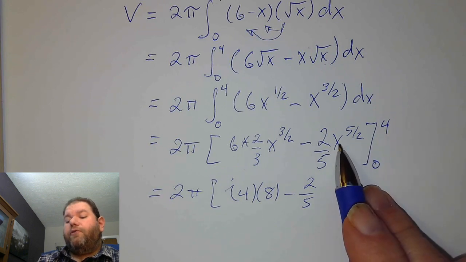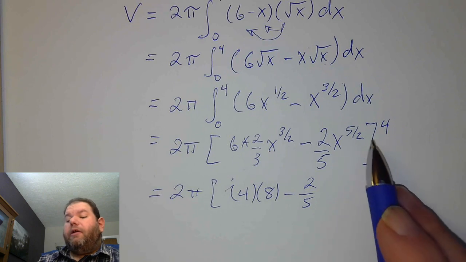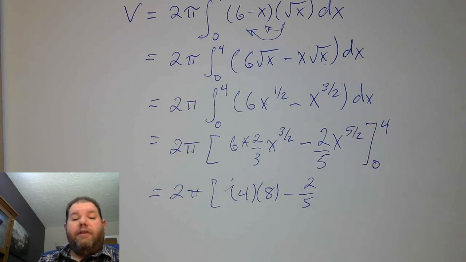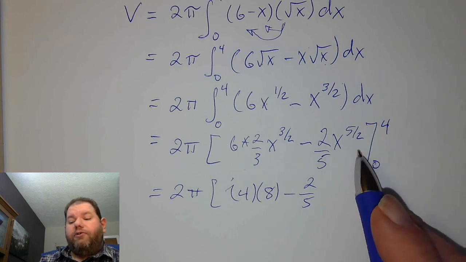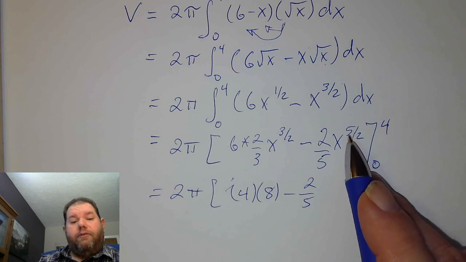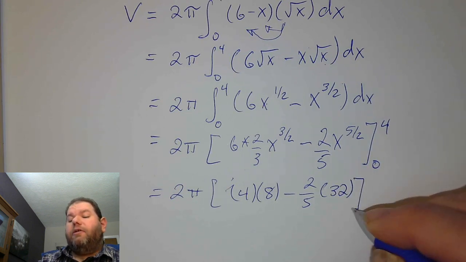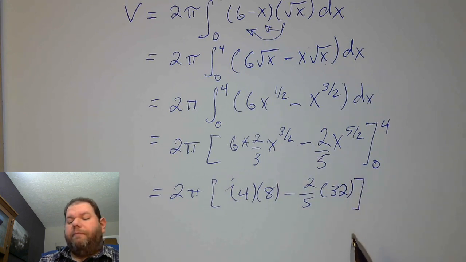If we plug in the 4 here, 4 to the 5/2 power, again we need a square root, and we also need to raise it to the 5th power. And these can happen in either order. It's easier to take the square root of 4 first, though, which is 2, and then raise 2 to the 5th power, which is 32. Again, the 0 results in a pair of zeros, so we're okay there.